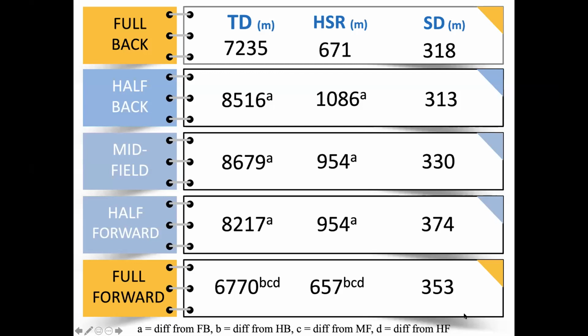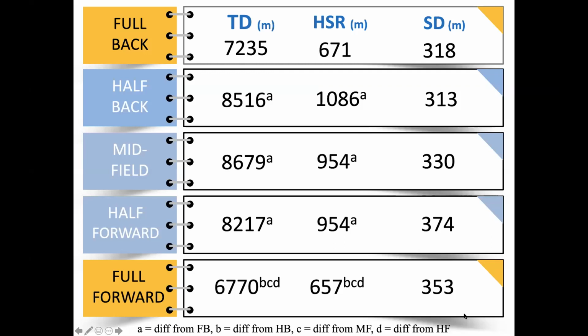Now, if we look at the center column, we see that a similar trend occurs for high speed running, with the middle three positions outperforming the full back line and full forward line. However, as the intensity increases to sprinting, there are no differences across positions. Now, this is also evident in the numbers of sprints. So the value of sprinting is evident right across all positions, where players must sprint for the ball to attempt to gain possession, maybe before their opponent, or to chase their opponent for possession.